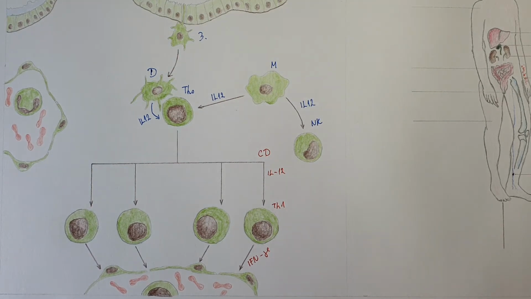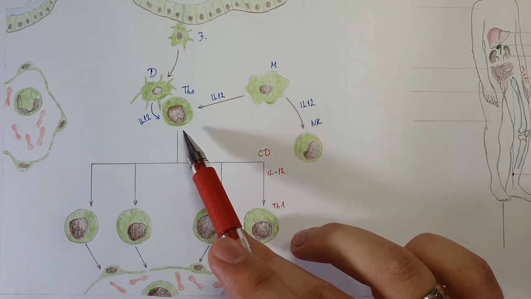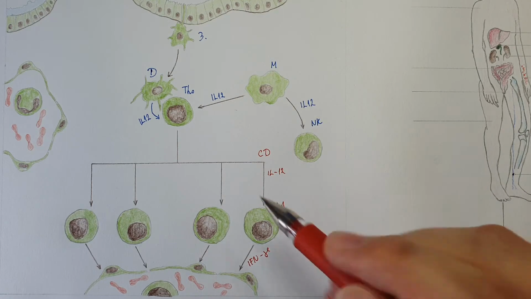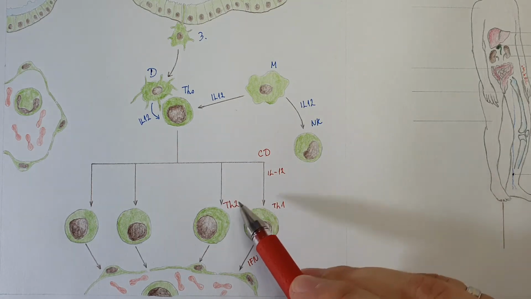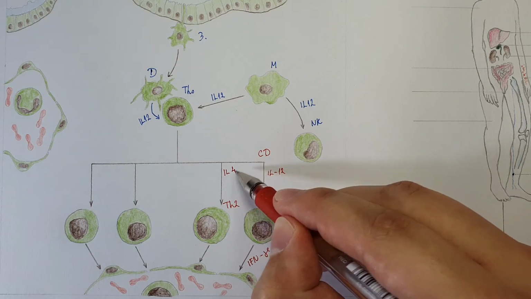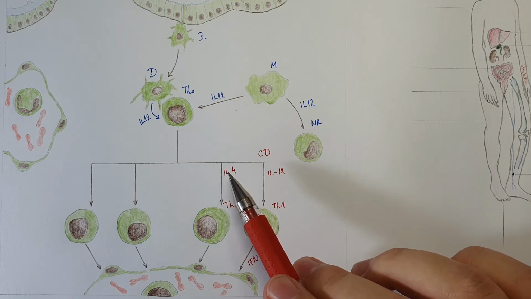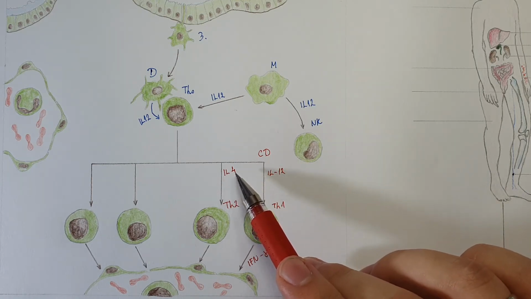The second possibility is that the naive T helper cell differentiates into T helper cell type 2. And that happens if it is stimulated by interleukin 4. This interleukin, we don't know which cells produce it, maybe basophils, but we are not sure.